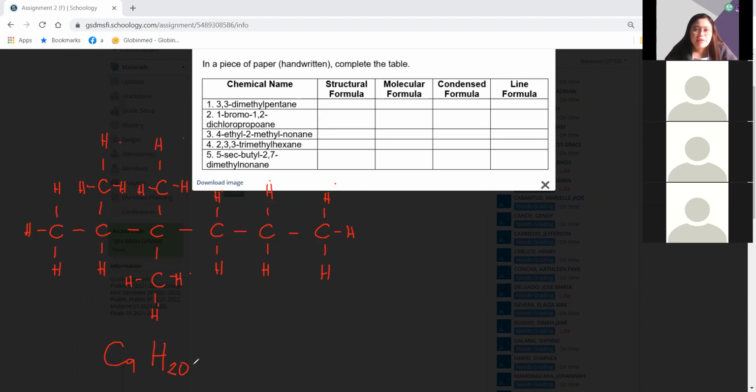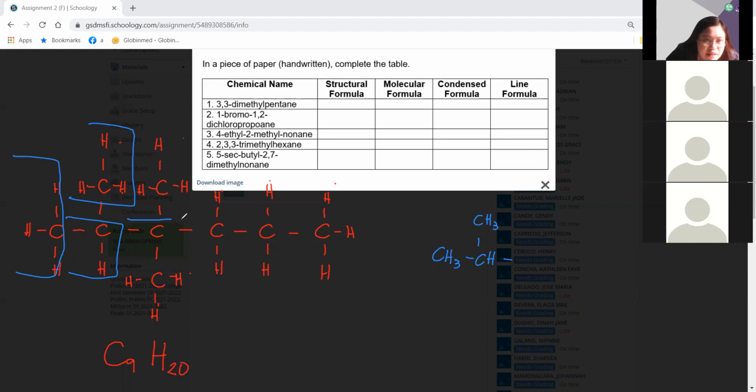C9H20, the molecular formula for number 4. Now, how about the condensed formula? So, i-summarize natin each carbon starting here. This one is a CH3. And then, ang katabi niya is a CH. Pero on top, meron siyang substituent or branch. And that is a CH3.